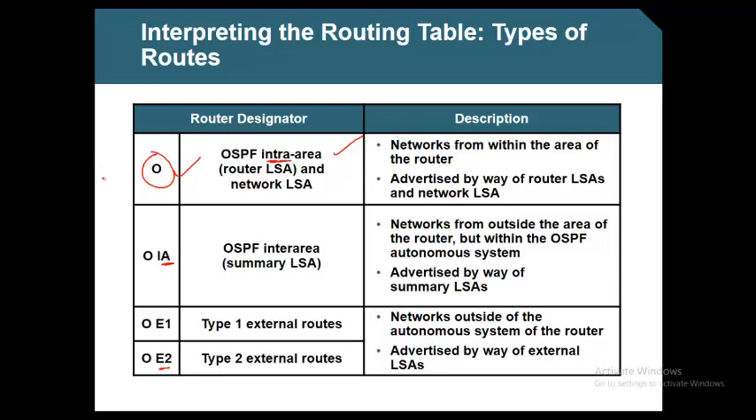In other words, type 1 LSA and type 2 LSA will have O. When routes are learned from type 3 LSA, you will always have IA. Type 3 LSA is, you see, summary. Type 1 and type 2, you see, network, router.